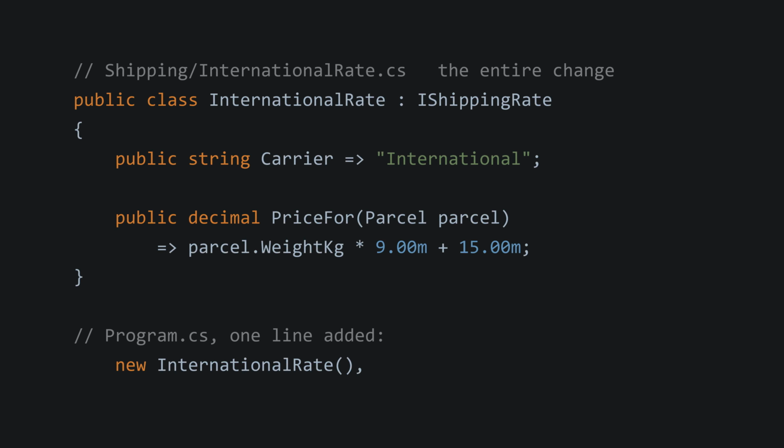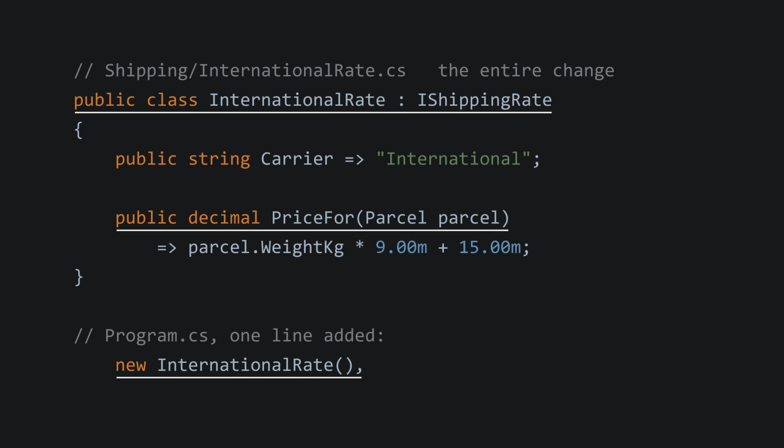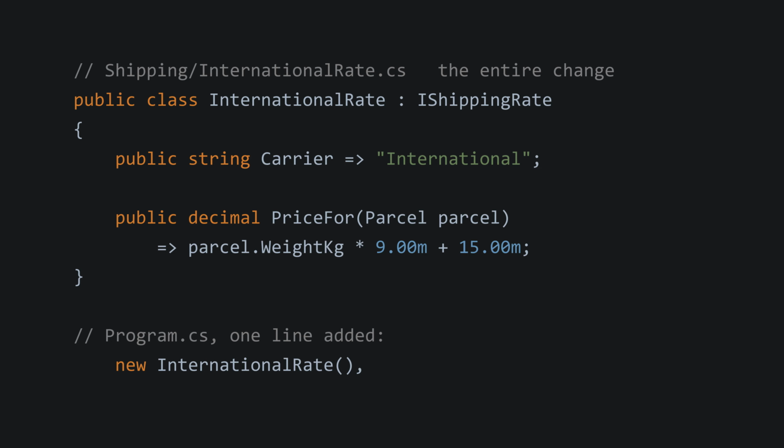So add international. Here is the whole change. 1 new file, 1 class, the rule inside it, and 1 line in the wiring that says this rate exists too. The calculator is not opened. Standard, express, and overnight are not opened. New behavior, and every line that was working this morning is still exactly as it was.